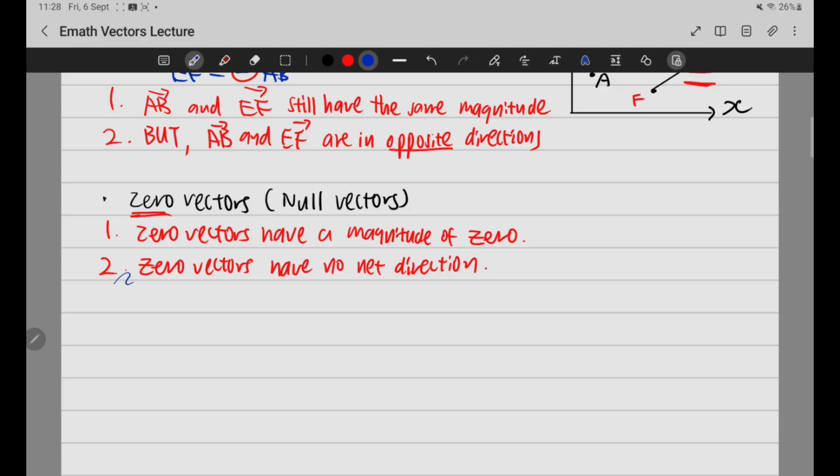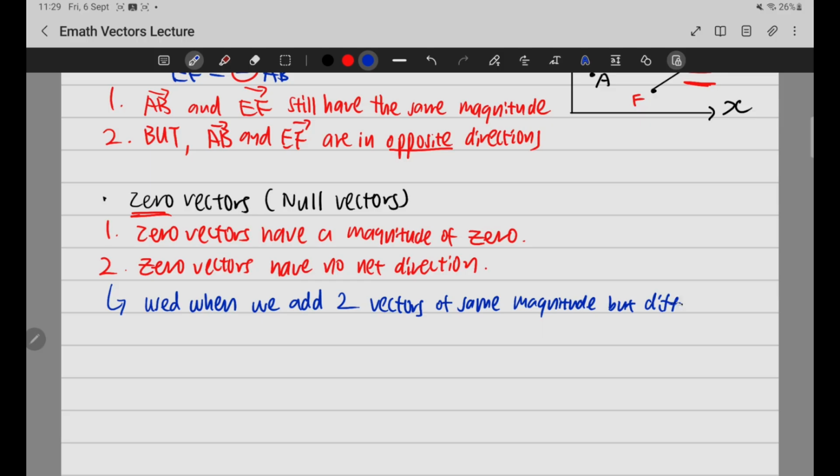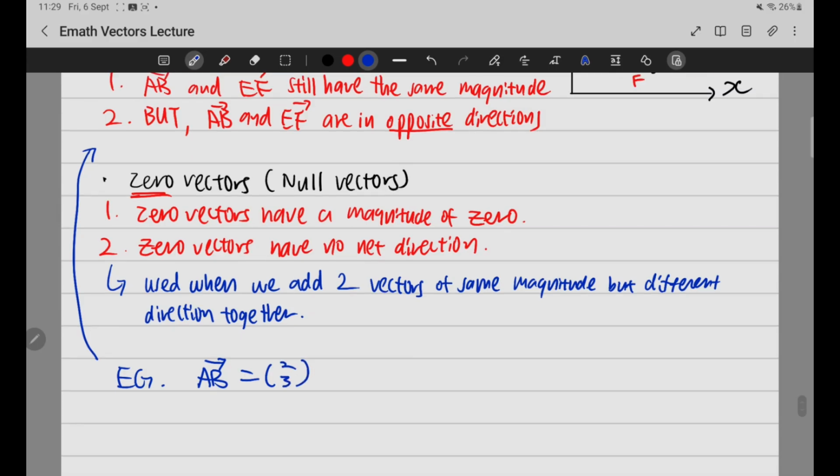We will use this concept of zero vectors when, okay, let me rewrite this. We will use it when we add two vectors of the same magnitude but different direction together. So for example, we use our earlier case study. Let's say AB is (2, 3). Right? Example, AB is (2, 3).